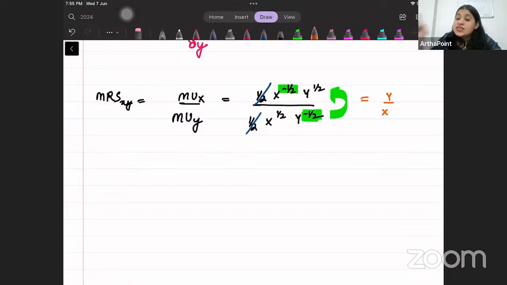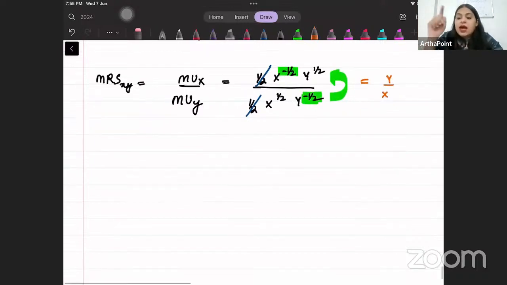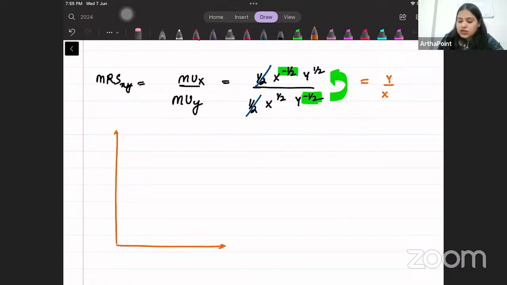Now, this is MRS. I need to check whether this is diminishing or not. मतलब मेरे को इसको differentiate करना पड़ेगा to check that. But with respect to what? With respect to X or Y? So beta, just think about this. This is X. This is Y.